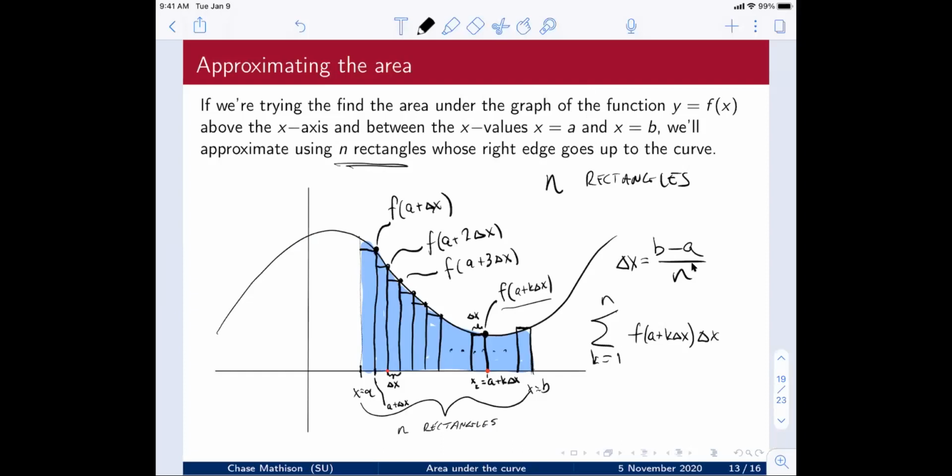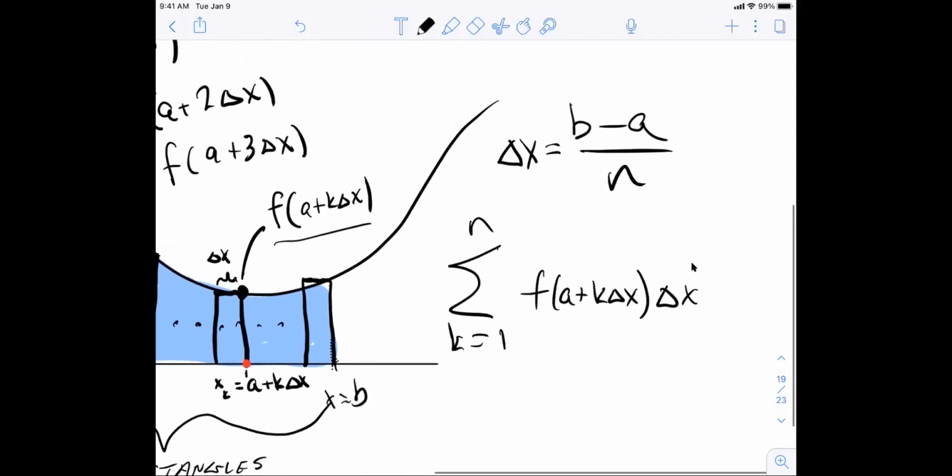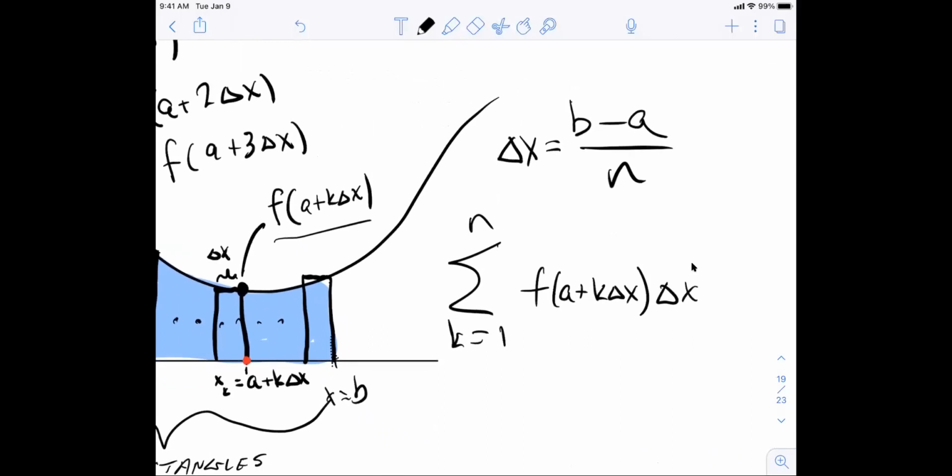I used k. You can use i if you want. I don't want to use n in the sum here, because I'm using n as the number of rectangles. So I want the thing that's changing. The thing that's changing is i, or k rather. What's changing is how many steps away I'm taking to find that rectangle, and so that's why I'm using k instead of n. You can use i instead of k if you want, but that's just a personal choice.